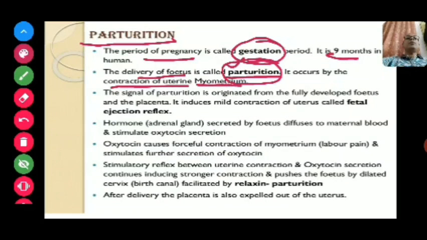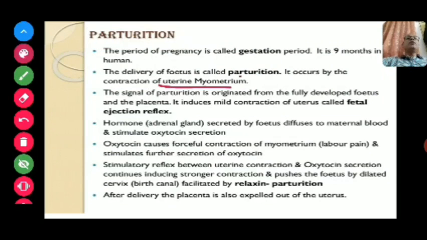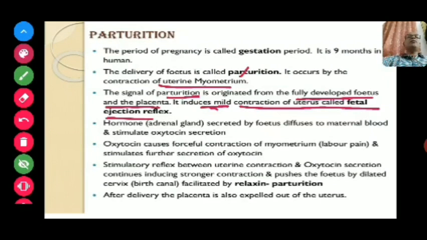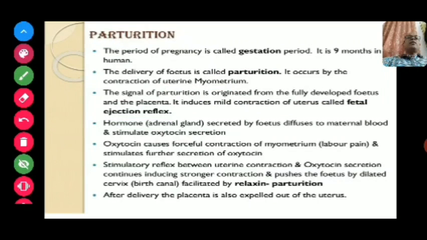of the uterine myometrium. As I have already told you, the myometrium is the middle layer. The signal for parturition originates from the fully developed fetus and the placenta, and it induces mild contraction of the uterus called the fetal ejection reflex. This question was asked in previous years' board exams: from where does the signal for parturition originate? The signal for parturition originates from the fully developed fetus and the placenta.